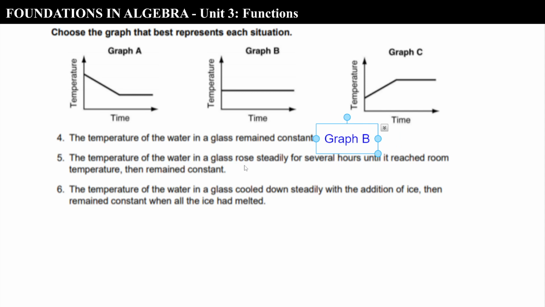If the temperature of the water in a glass rose steadily for several hours until it reached room temperature, then remained constant. So the temperature of the water rose steadily, kind of like here in graph C, and then it stayed at room temperature. So that would be graph C. And then if the temperature of the water in a glass cooled down steadily with the addition of ice, then remained constant once the ice had melted, that would be graph A.